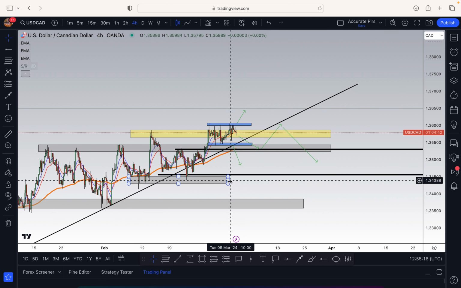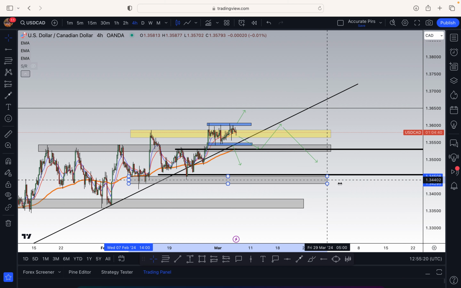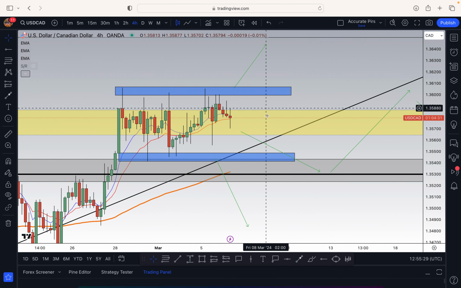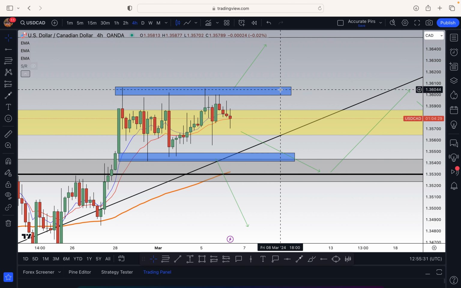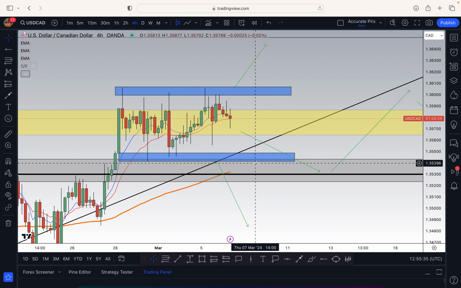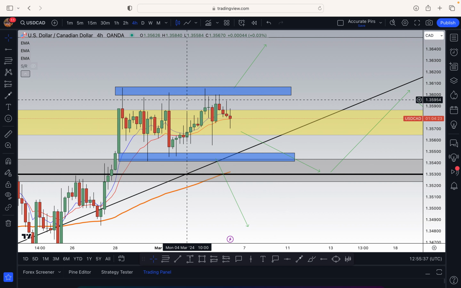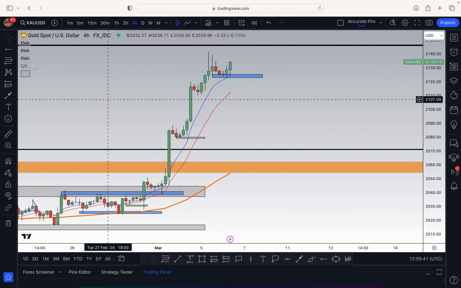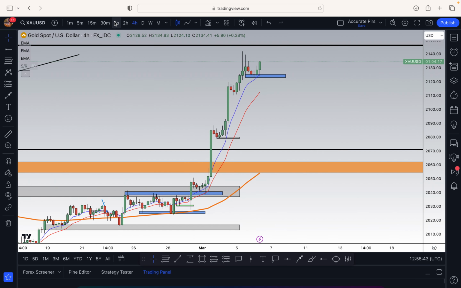So literally, there are a lot of scenarios on USD CAD that can happen. So that is literally a waiting game. For me personally, I'll wait for price to break out of this range, break either above our 1-hour resistance level or that trend line or that 1-hour support level. So literally USD CAD is a waiting game, especially with NFP this week. Just be careful.